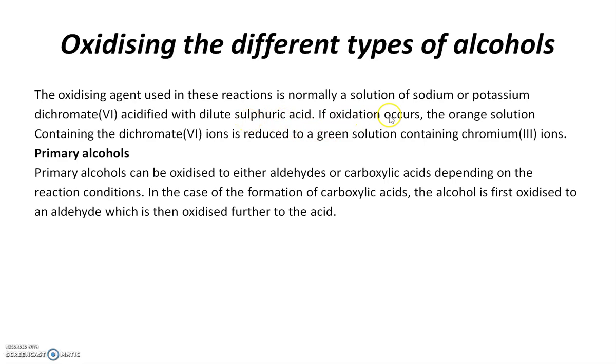If oxidation occurs, the orange solution that contains dichromate(VI) ions is reduced to a green solution containing chromium(III) ions. It means that if the solution is orange, the chromium oxidation state is 6, and after the reaction when it turns green, the chromium oxidation state changes to 3.